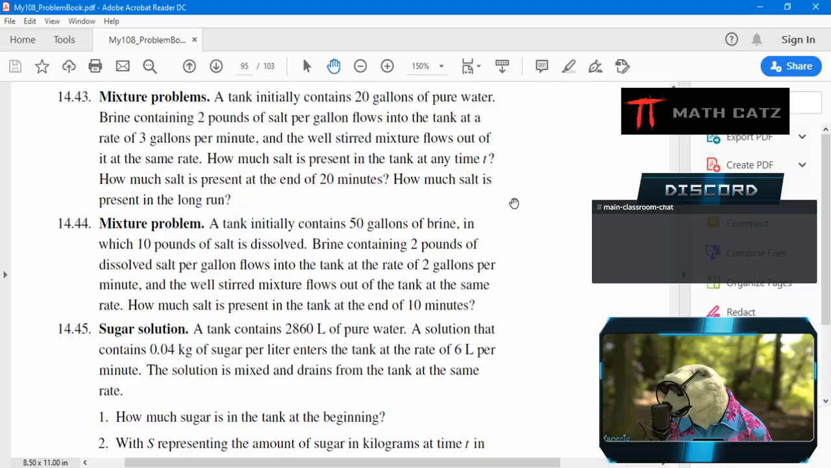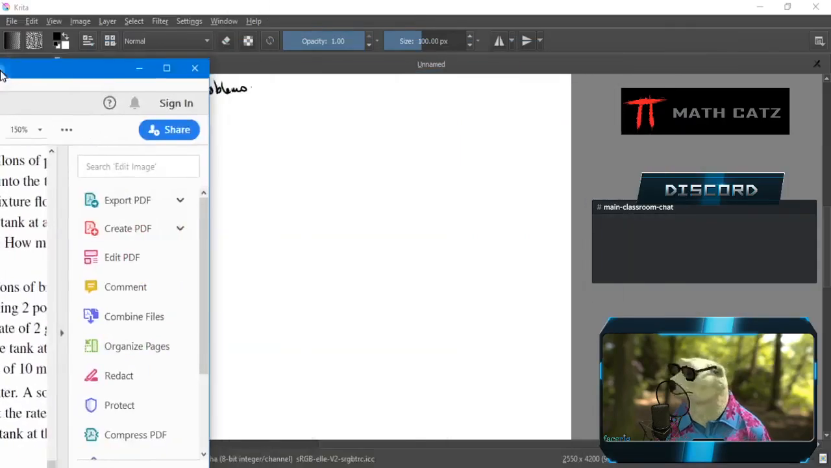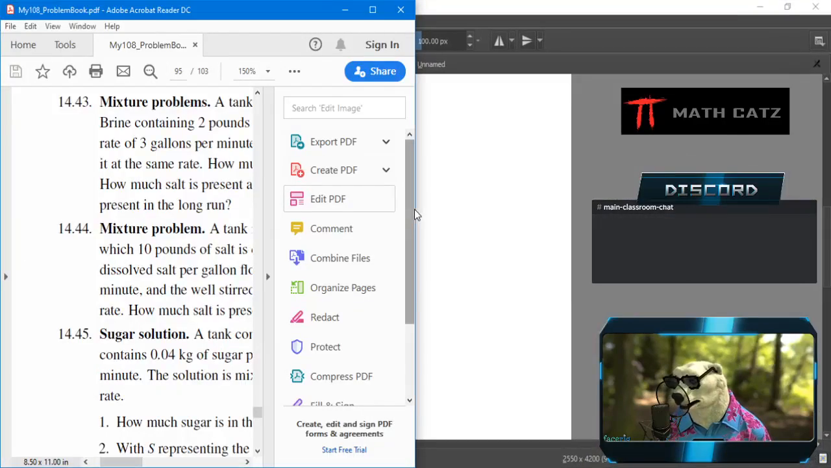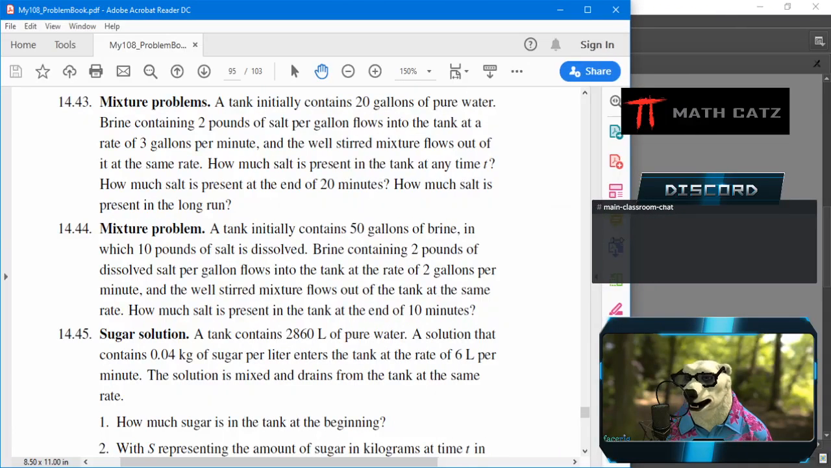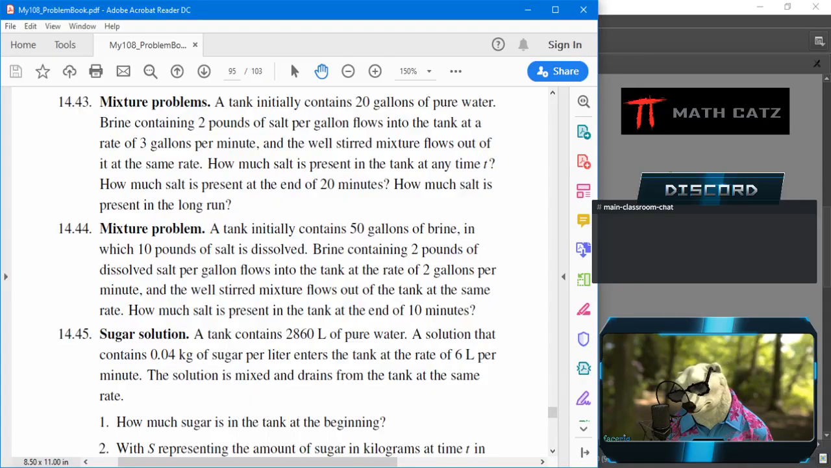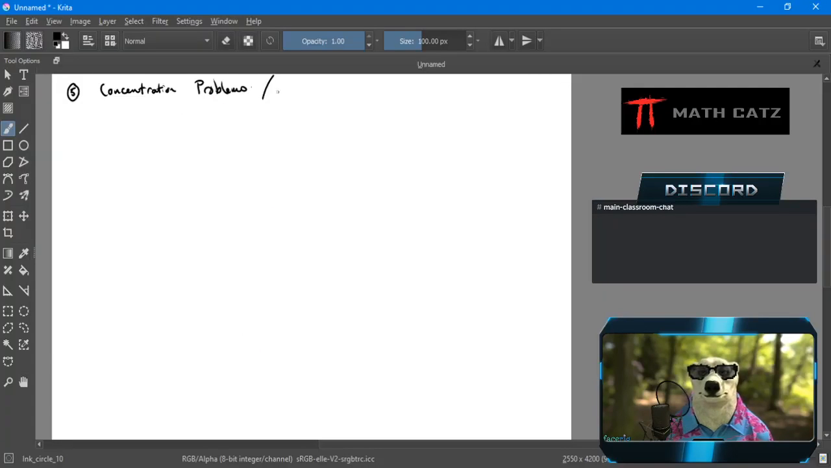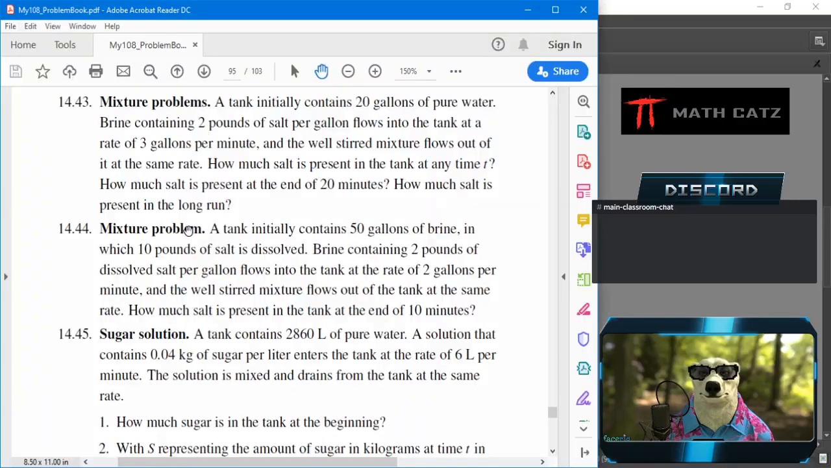So let's have a look at, for example, let me just resize this so that my camera is in view. Like so, perhaps. There we go. Let's look at 1443 and 1444 and we'll get the idea. Mixture problems. I guess that would be a better name, right? Well, concentration is involved, the salt concentration, but I guess mixture problems might be a more appropriate name.